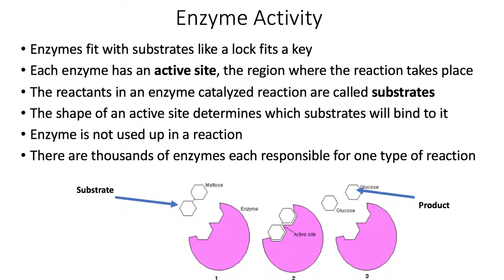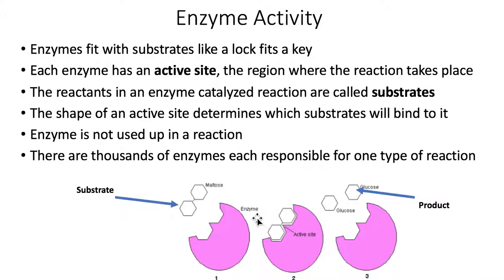So it turns out that the enzyme fits together with its reactants really well. Now, before I use the word reactant again, I want to let you know that we don't use the word reactant when we're talking about enzymes. Instead of using the word reactant, we use this term substrate. So reactants in an enzyme-catalyzed reaction are called substrates. It's what you start with when an enzyme is involved.